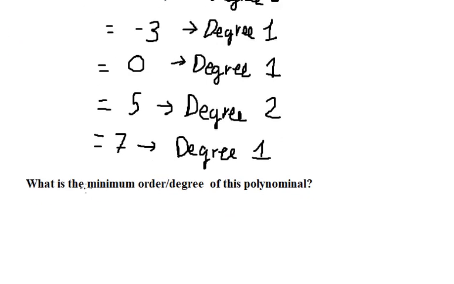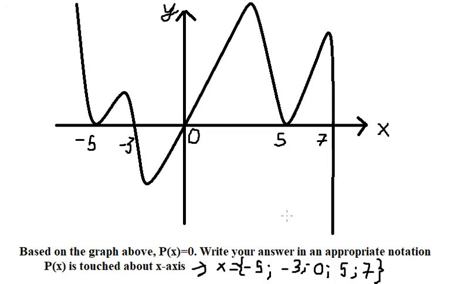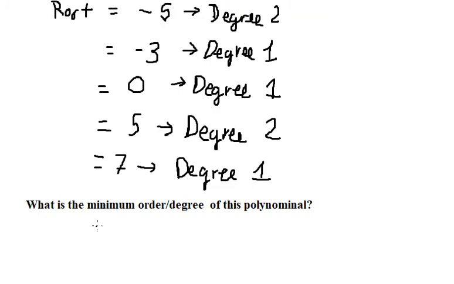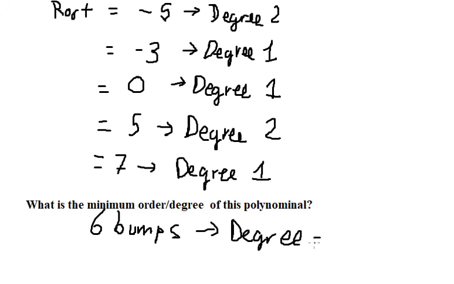Question number 3. What is the minimum degree of this polynomial? So, if we look carefully, we need to find the turning points in here. We have 1, 2, 3, 4, 5, and 6. So, we have 6 turning points in here. So, we can find the degree of this polynomial. That should be 6 plus 1 equals 7 in here. So the answer is 7.